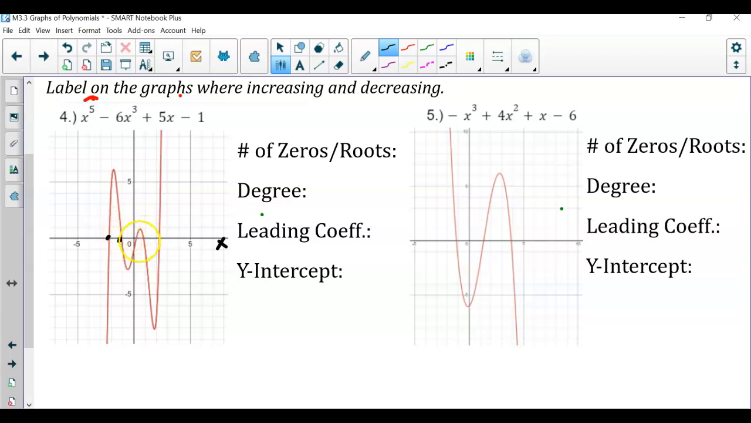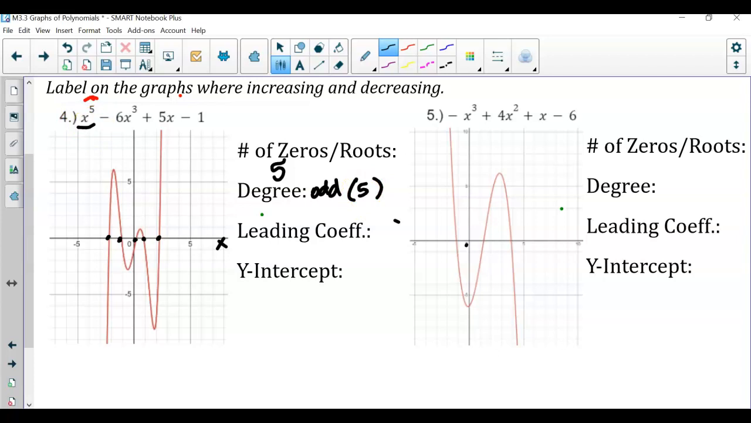1, 2, 3, 4, 5. So we have 5 zeros here. Then the degree we know is odd. Then based on the equation, we could be more specific, and the degree is 5. That is our highest degree.